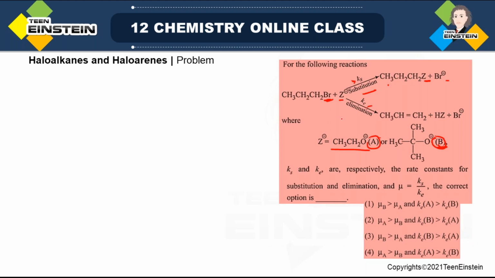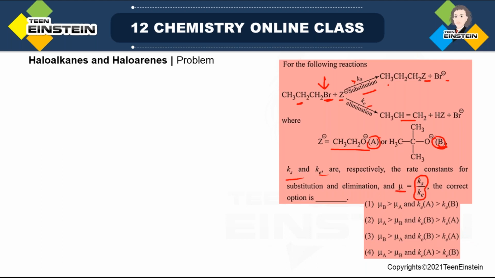And now the rate constant term we are using is Ke. In this case, this Br will be removed, and also a hydrogen from the middle carbon will be removed, and you are getting the elimination product, which contains a C=C double bond. So here net removal of H and Br is occurring. So two types of reactions are possible, and Z may be A or B. So Ks and Ke are the rate constants for the substitution and elimination reactions respectively, and the ratio of these two rate constants, with Ke in the denominator and Ks in the numerator, is denoted by mu.